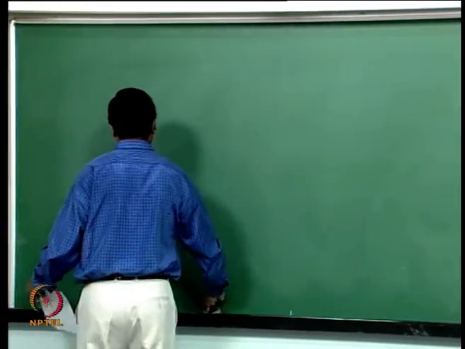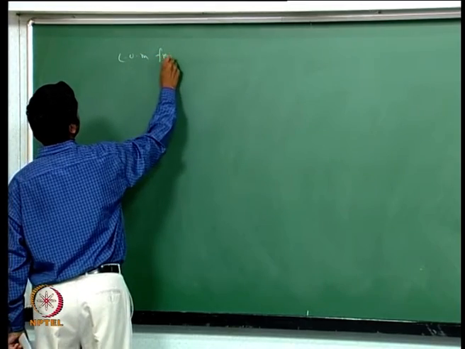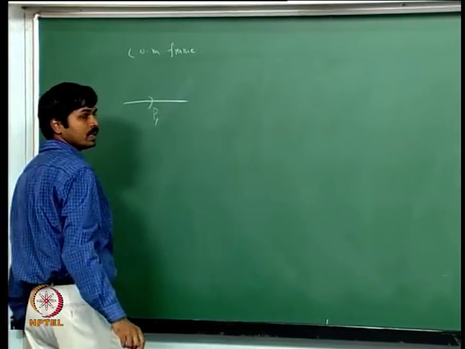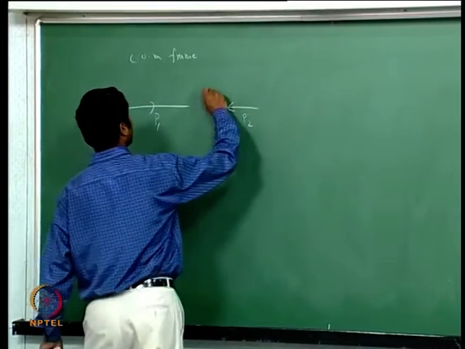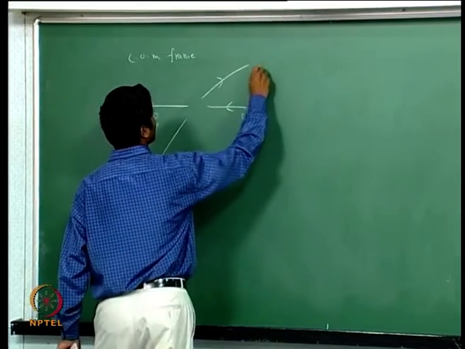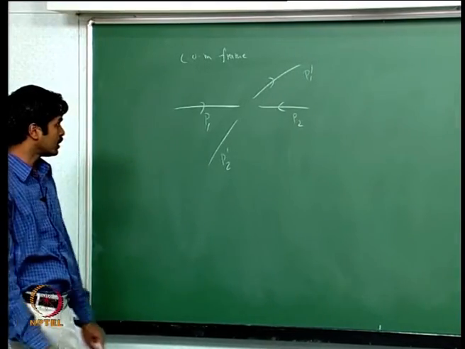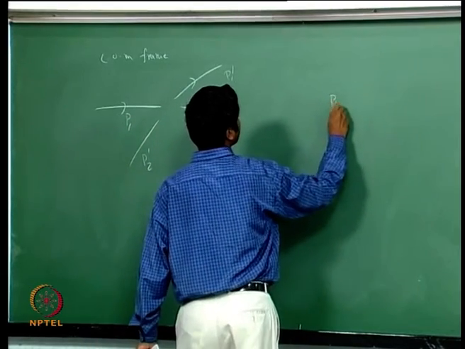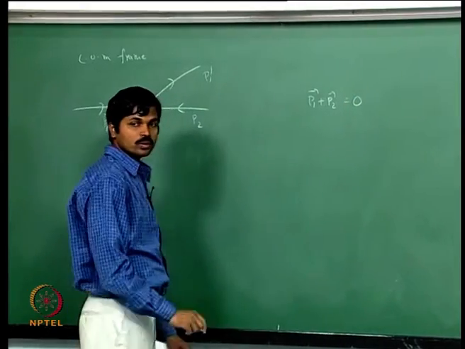So, let us go to the center of mass frame. You have the incoming electron with momentum P1 and momentum P2, and then the scatter, and then you have outgoing electron with momentum P1 prime, P2 prime. What are the energies of these electrons? Let us consider P1 plus P2. In the center of mass frame, this is equal to 0.